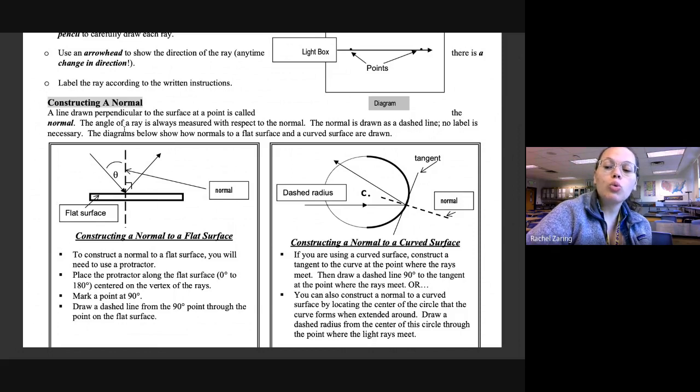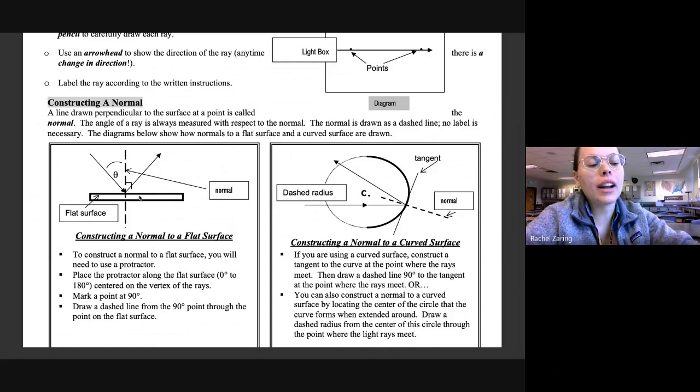Your normal was drawn using a protractor that was placed along the flat surface, and then a point was marked at 90 degrees. A dashed line was then drawn from the mirror up to the 90-degree point. Then any angles measured, for example, this angle of incidence coming into the mirror, is measured from where the ray of light is to the normal. All angles are measured with respect to the normal in that sense. Great. So those are your expectations.